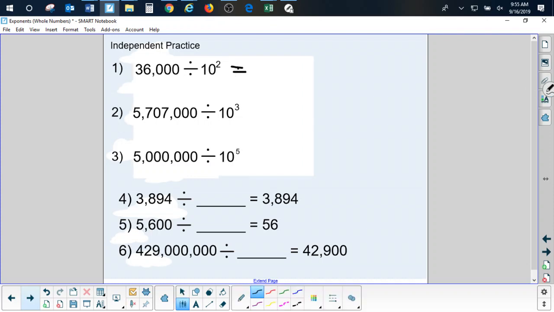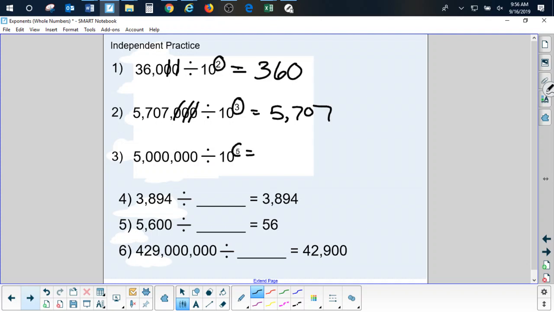So the first problem, paying attention to my exponent, I'm dividing by 10 squared. That means I'm going to take away 2 zeros. So 36,000 divided by 10 squared is going to be 360. And the next problem, I have 5,707,000 divided by 10 to the 3rd. So dividing means it tells me to take away 3 zeros. So 1, 2, 3 zeros are taken away. I'm left with 5,707.